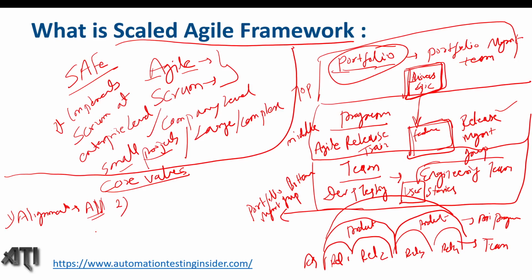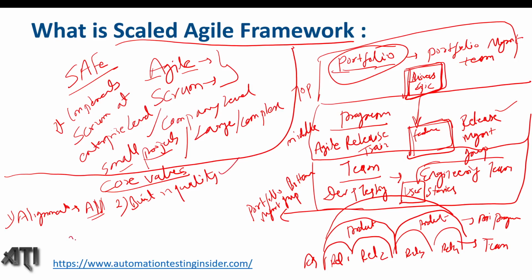The second one is built-in quality. What do you mean by built-in quality? In the Agile principles, we have seen rapid delivery of software to the customer. Along with delivering the software, we should also maintain the quality and add some business value for the customer. That comes under built-in quality.